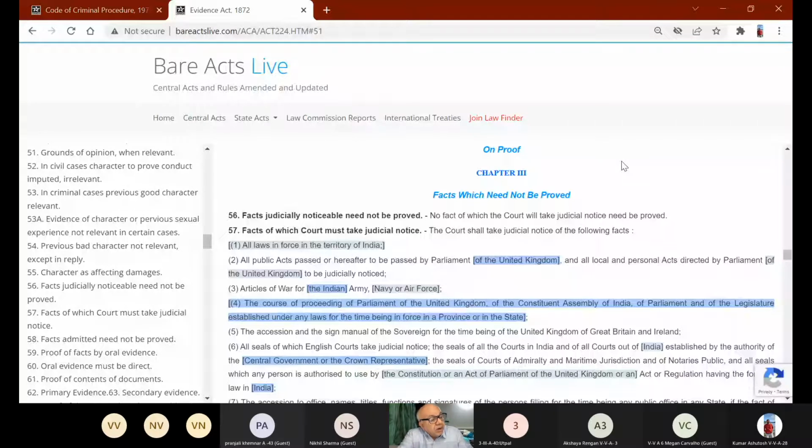Number 2, all public acts passed or hereafter to be passed by the Parliament of the UK, and the local and personal acts directed by the Parliament of the UK to be judicially noticed. So when the Evidence Act was written, the laws of the United Kingdom were in force. The 1935 Government of India Act was in force. The East India Company was in force. So the laws enacted by the British Parliament, you can now substitute with the Indian Parliament. The CPC and CRPC are laws which both the central government and the state government pass under the concurrent list and are in force in India. You can take cognizance.